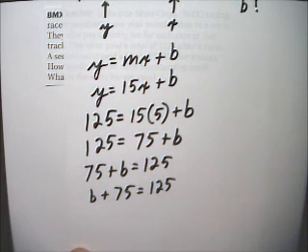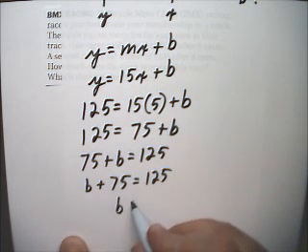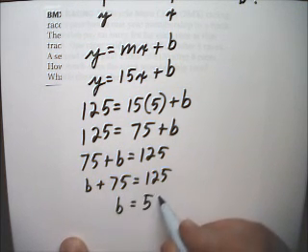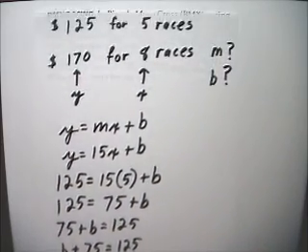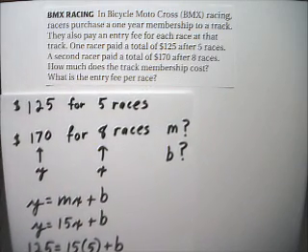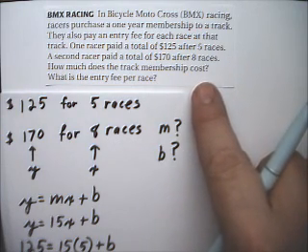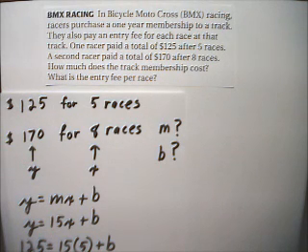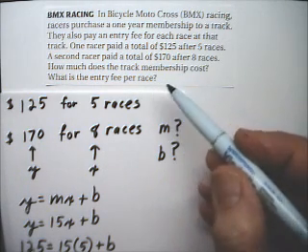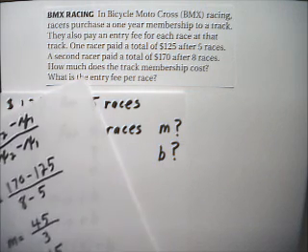Now it looks very similar to the rest of the equations we've been solving, and I'll subtract 75 from both sides, and b is equal to 50. So the initial membership fee for the year is $50. And let's see, the question says how much is the track membership cost? That's this, the initial fee, the $50, and the entry fee per race, that was our slope, which is $15.